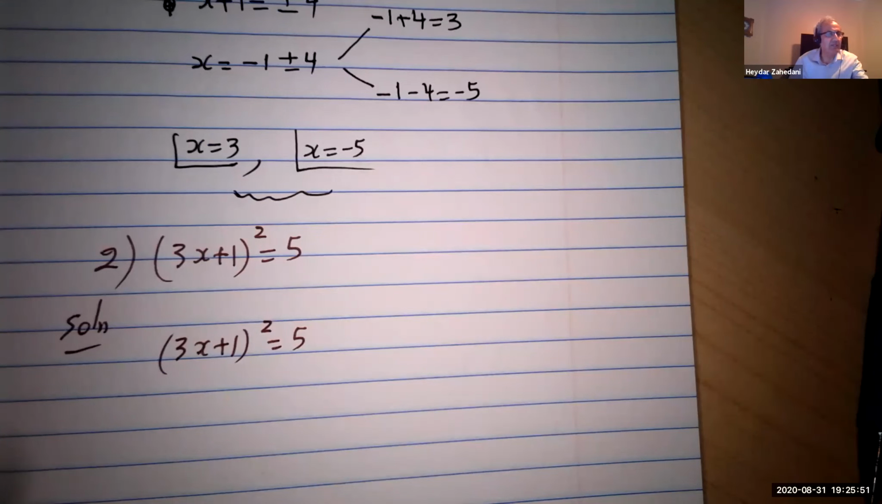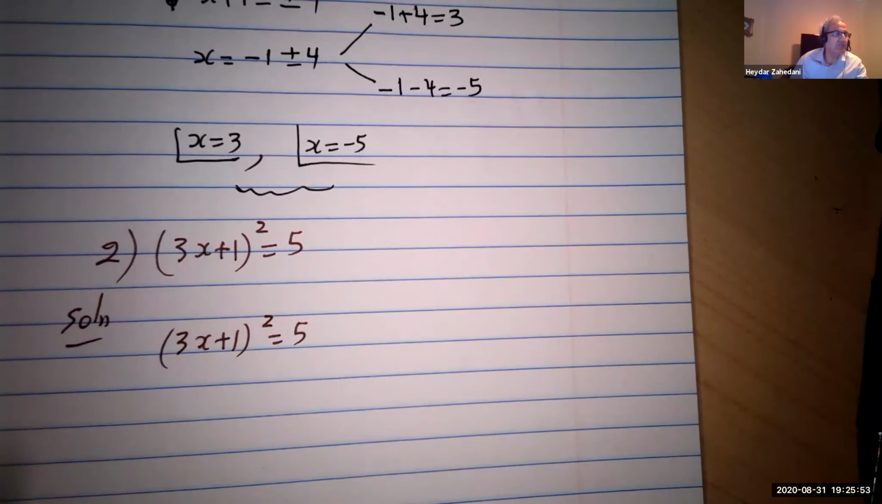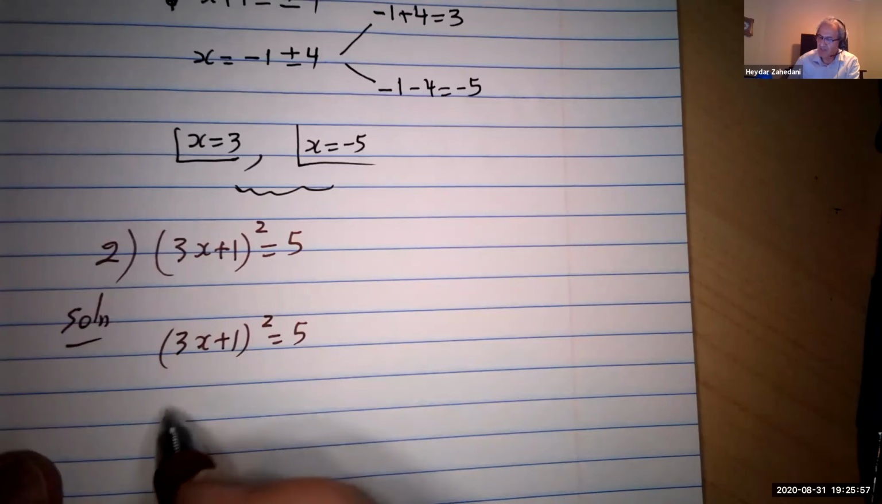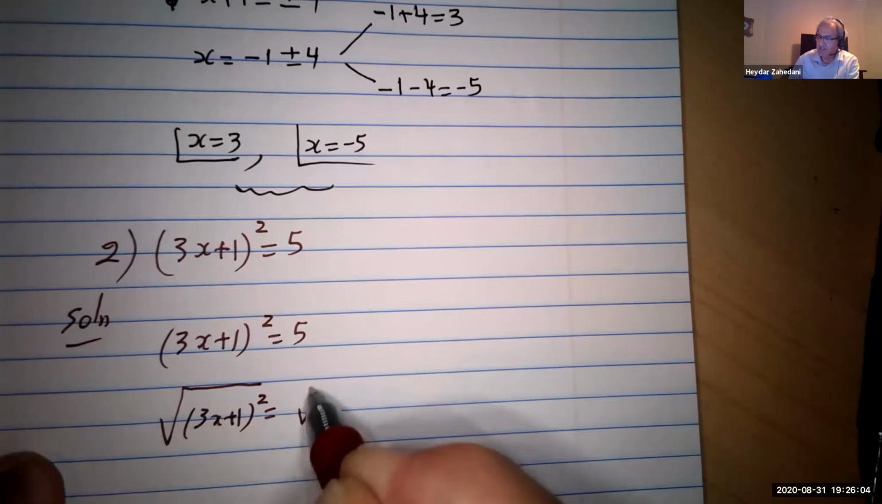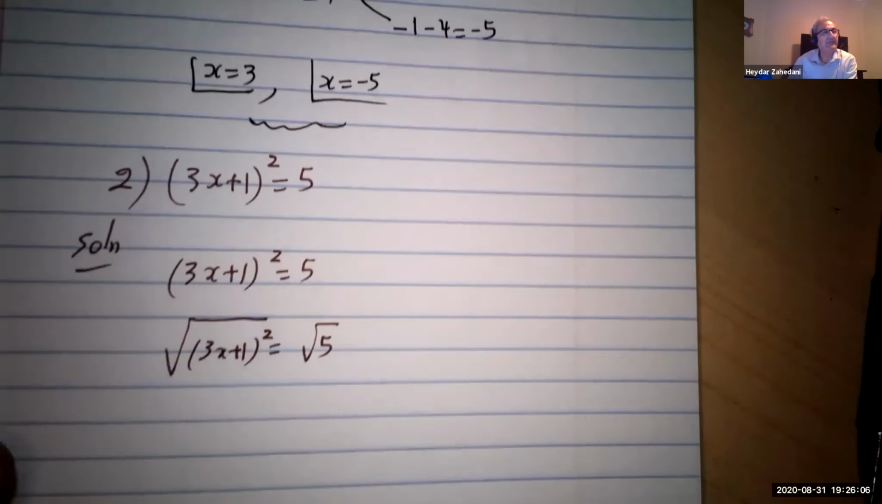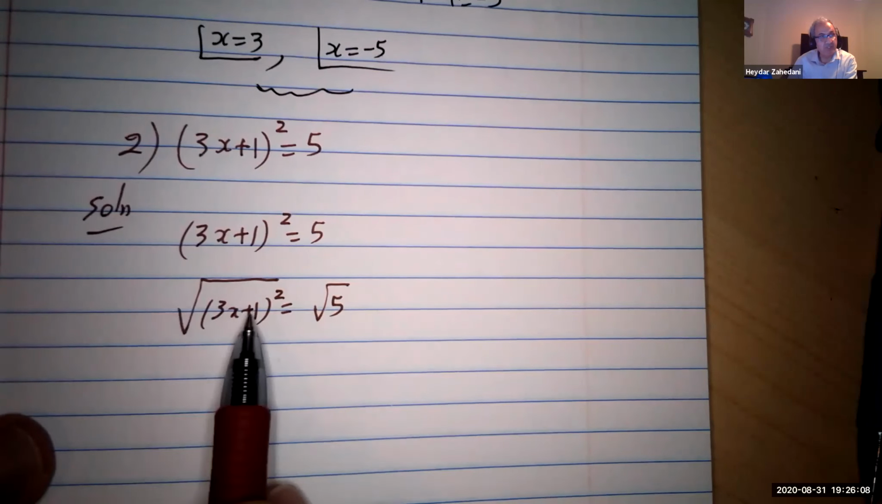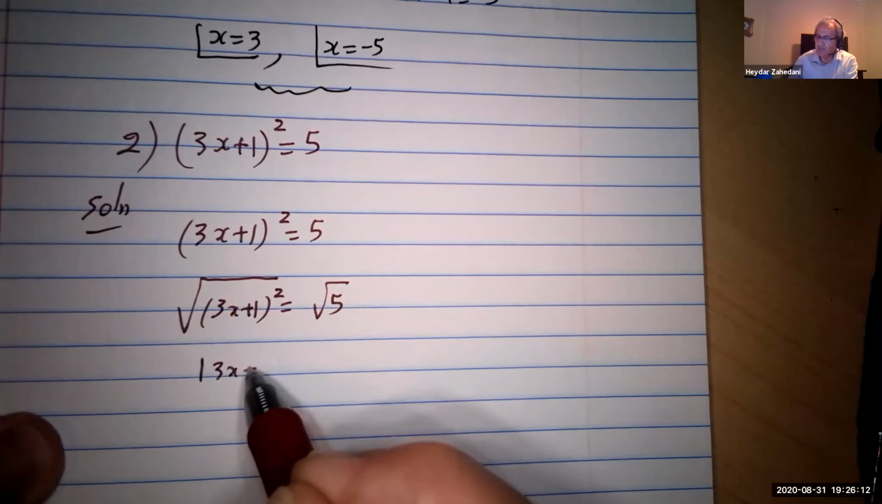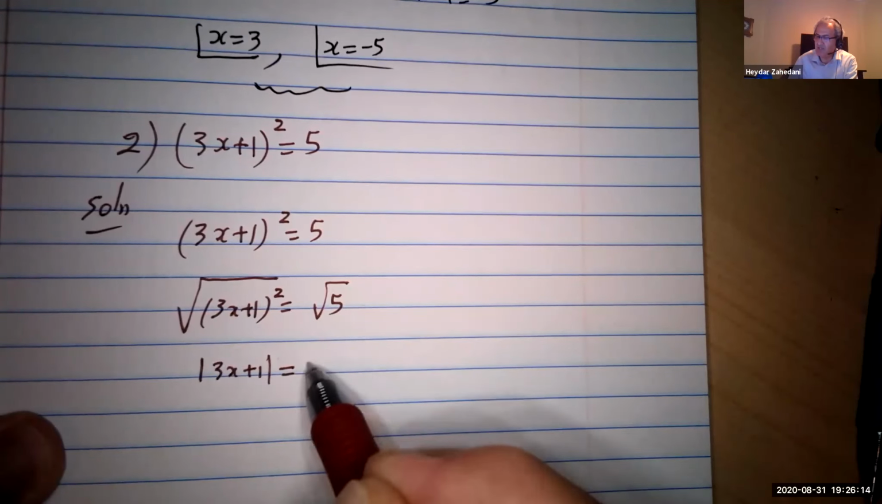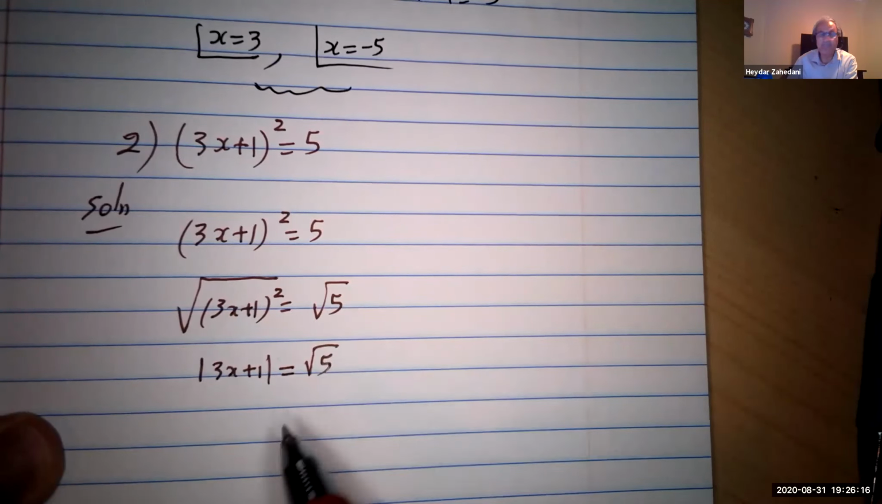Now I take the square root of both sides. So this is going to be 3x plus 1 all squared, and this is going to be radical 5. Over here, you remove the square, but you have to pay for it: absolute value of 3x plus 1, and this is going to be radical 5.